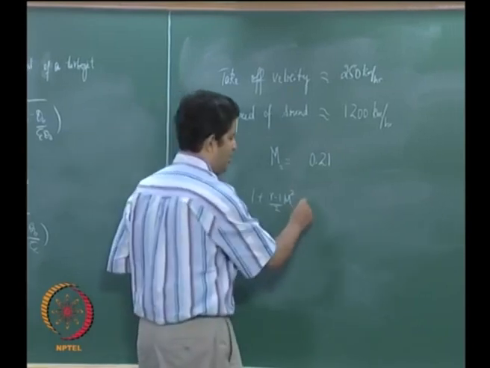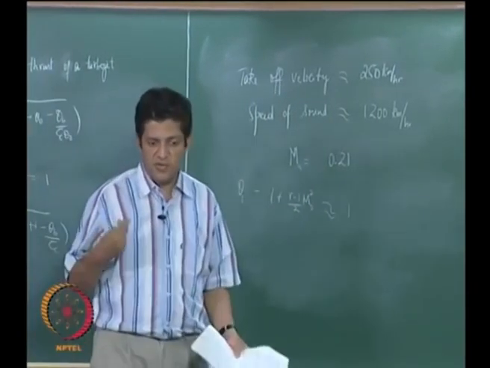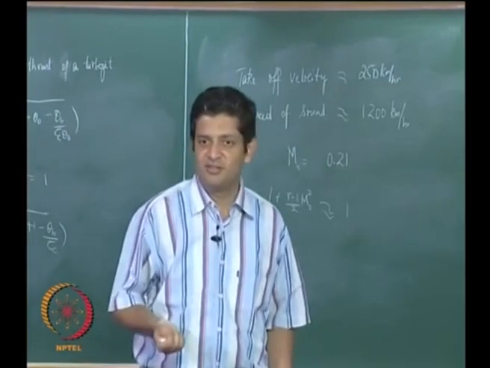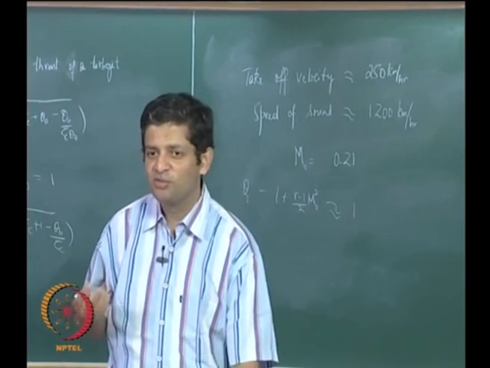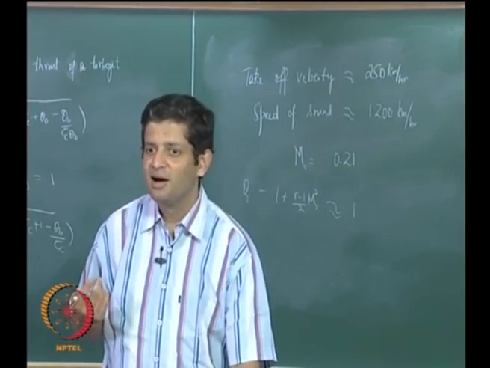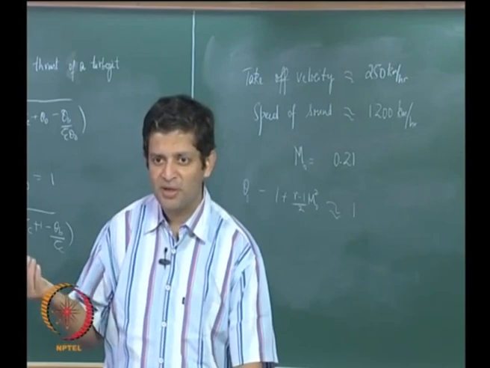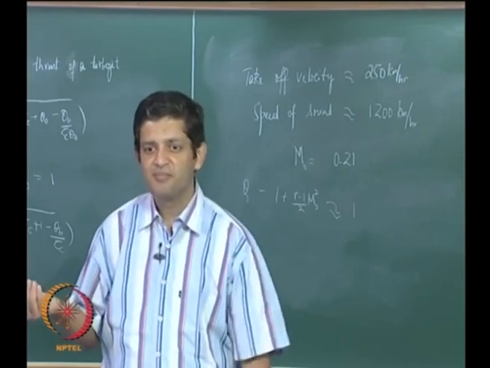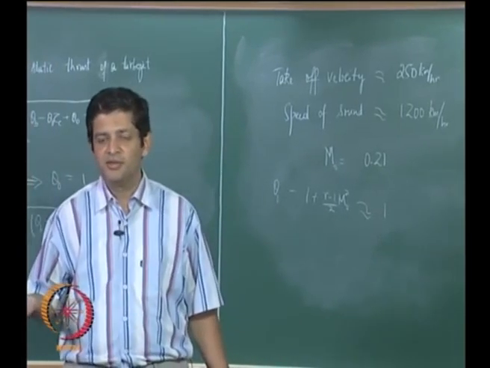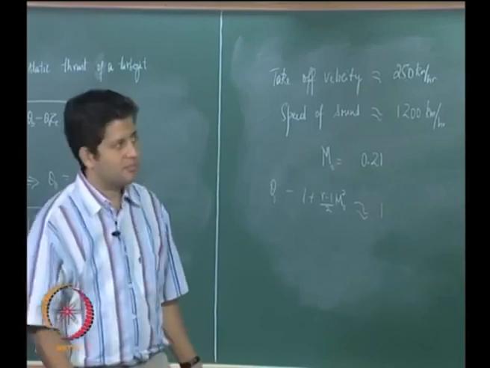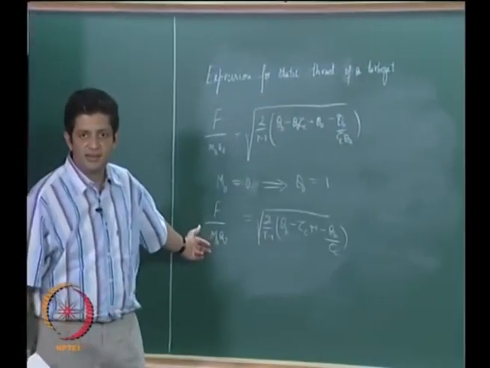This will be anyway close to 1, no? So even while the aircraft is taking off with very high velocities of around 240, 250 kilometers per hour, the Mach number is around 0.2 to 0.3, which means that theta naught is still around 1. Okay, so therefore this is consistent. What we have done here is consistent, right?